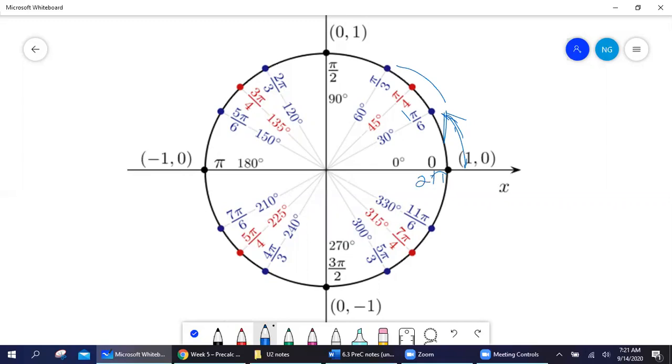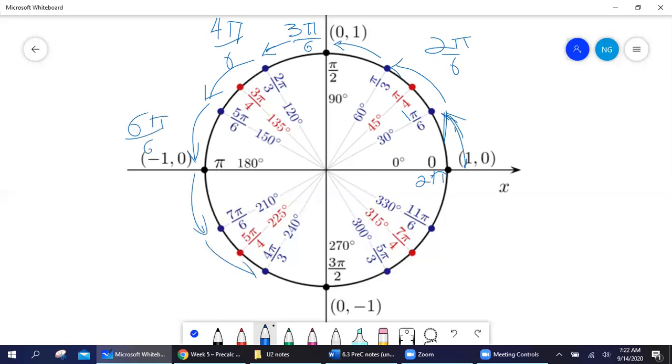Then another 30 degrees would be 2 pi over 6, which we reduce to pi over 3. Another 30 degrees would be 3 pi over 6, which we reduce to pi over 2. Another 30 degrees, 4 pi over 6, which we reduce to 2 pi over 3. And you just keep going. 5 pi over 6, 6 over 6, which is pi.